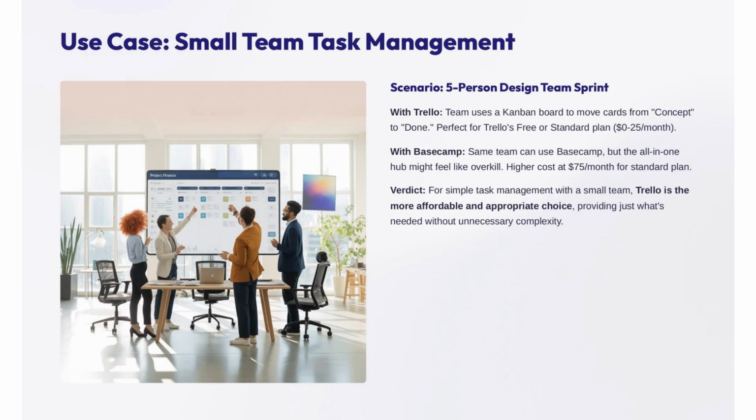For a 5-person design team running sprints, let's compare approaches. Using Trello, they set up Kanban boards moving cards from concept to done, perfect for the free or standard plan, costing $0 to $25 monthly. Using Basecamp, the same team gets that all-in-one hub, but it might feel like overkill at $75 monthly. For simple task management with small teams, Trello provides exactly what's needed without unnecessary complexity or cost.